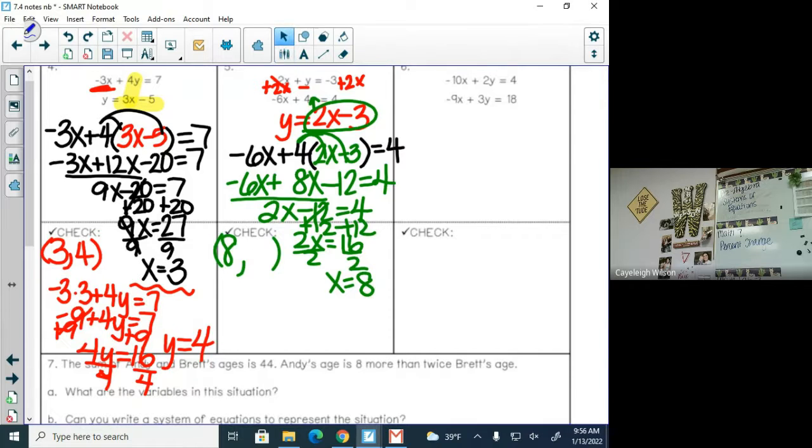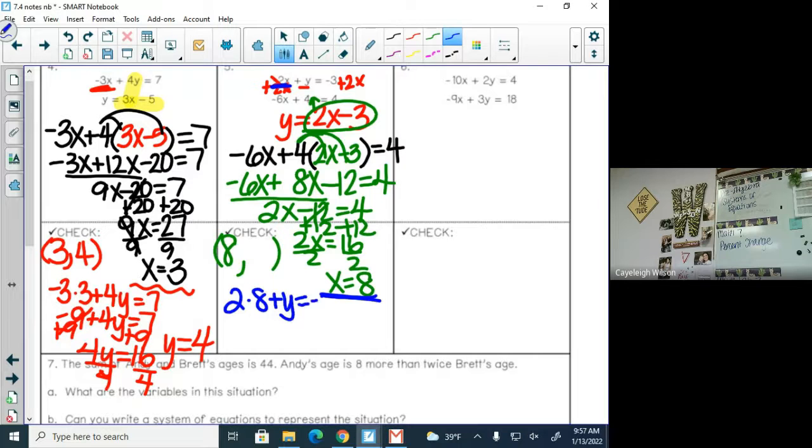All right. So I'm going to take that 8 and I'm going to plug it back in. I'll just do the first one again. So it's 2x and I've got x is 8. So it's 2 times 8 plus y equals negative 3. So that's 16 plus y equals negative 3. So I'll subtract 16 and y equals negative 19.